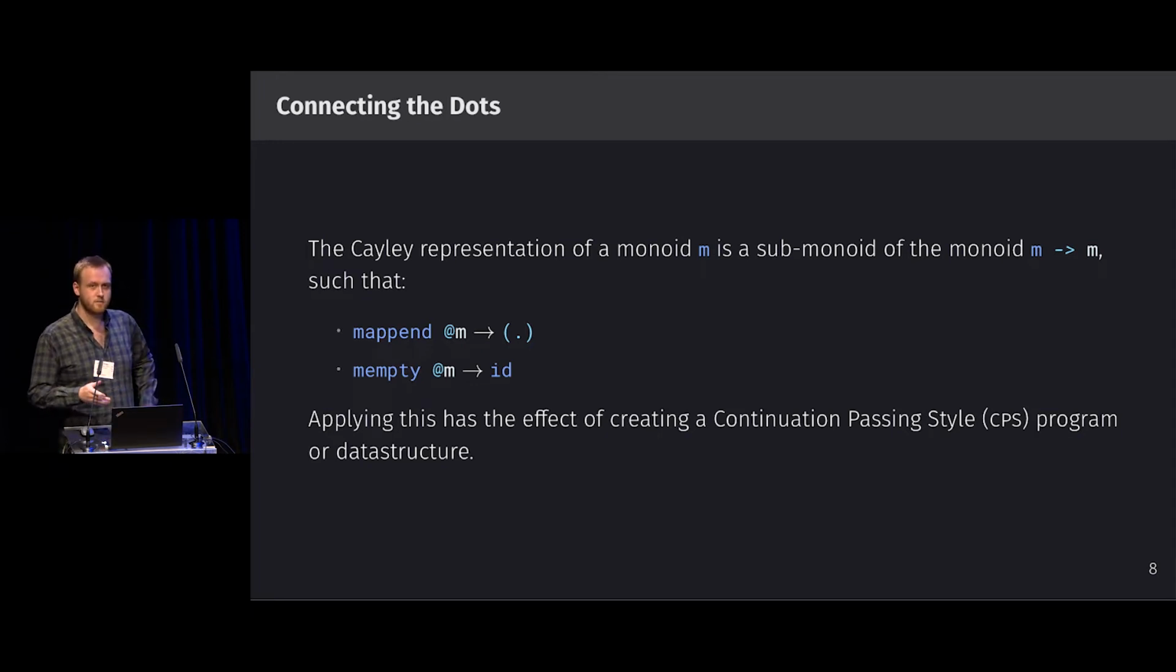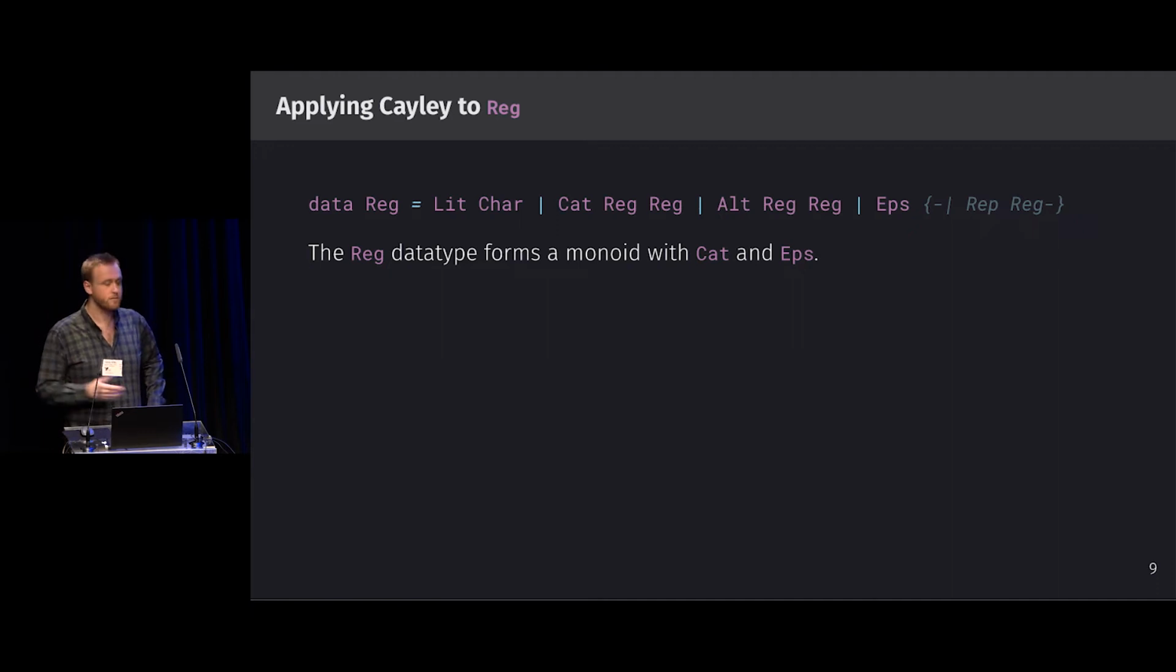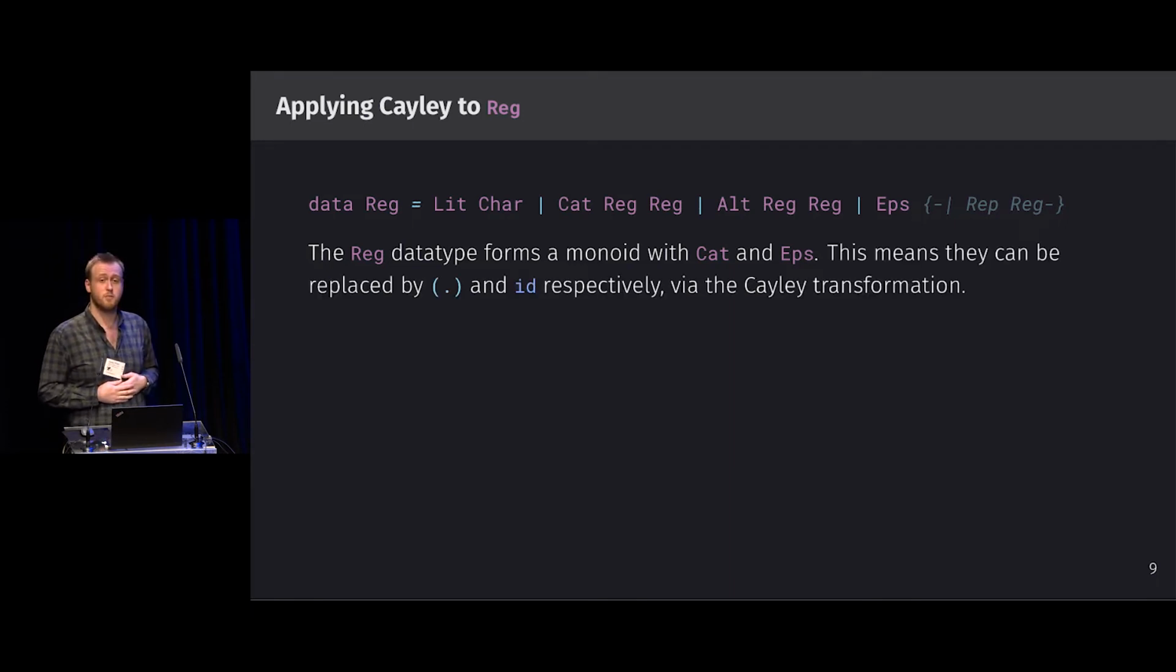So, okay, let's see if we can get from one to the other. So we start off with regular expressions, and we note that they form a monoid where the mappend is concatenation of two expressions, and the unit is the epsilon. So if you concatenate a regular expression with epsilon, you might as well have just not done that. It has no effect, which is what the monoid laws tell us. So, in theory, we should be able to replace them by function composition and the identity function.